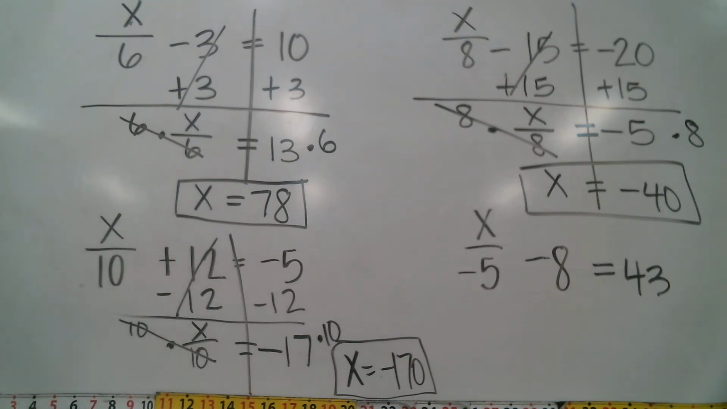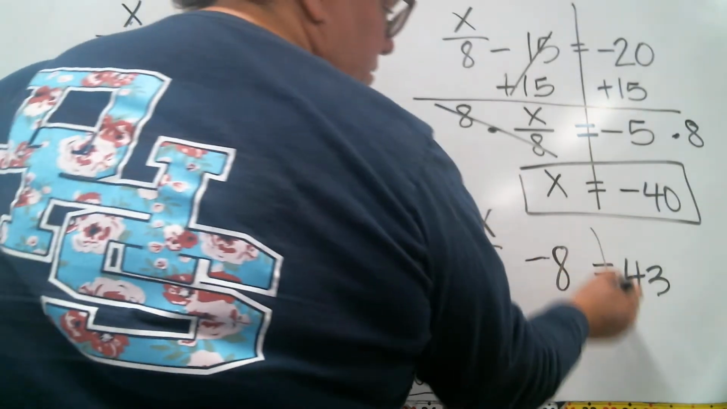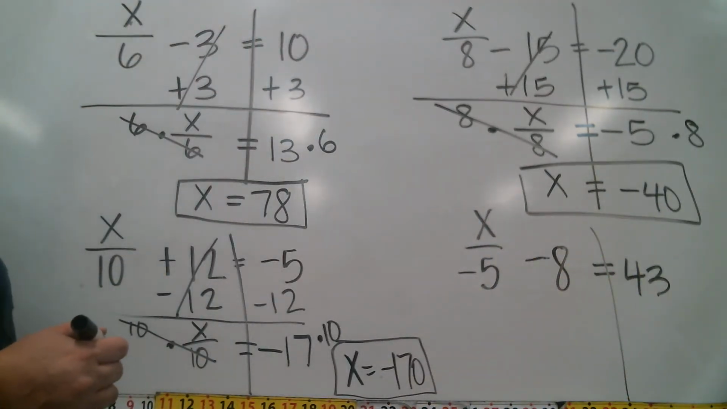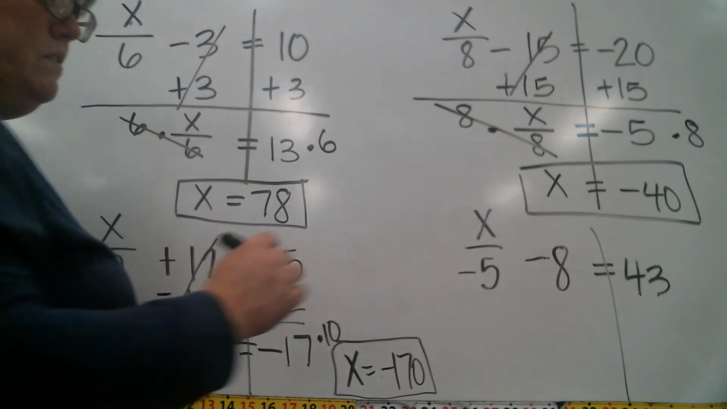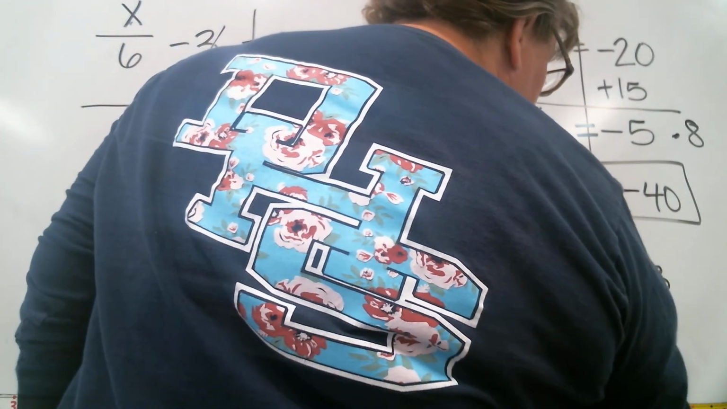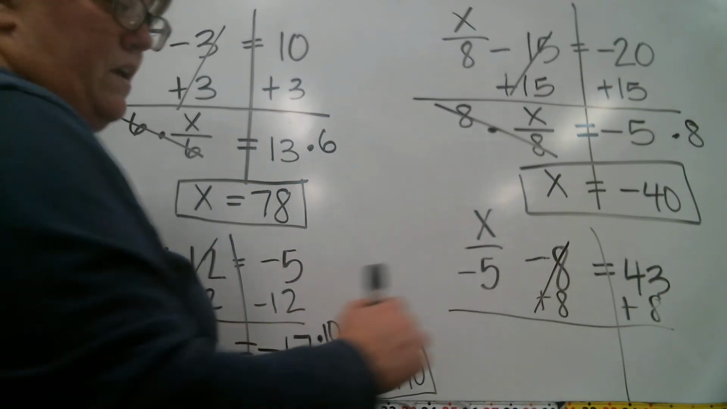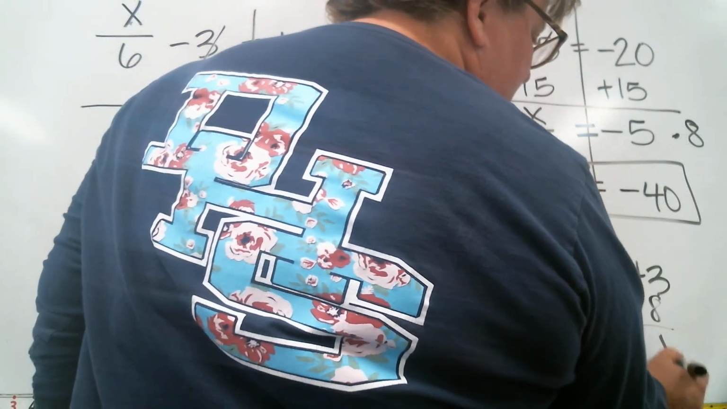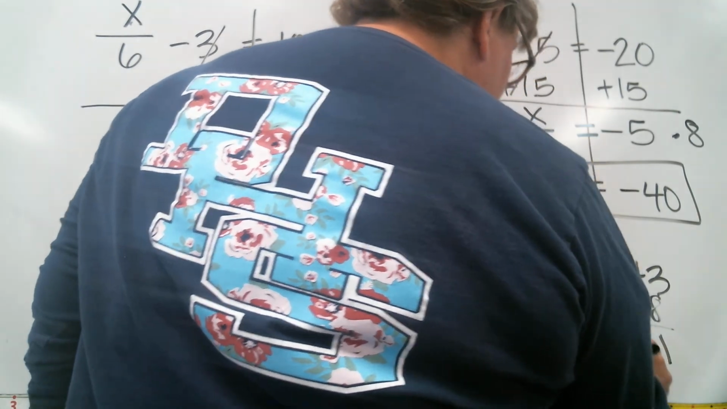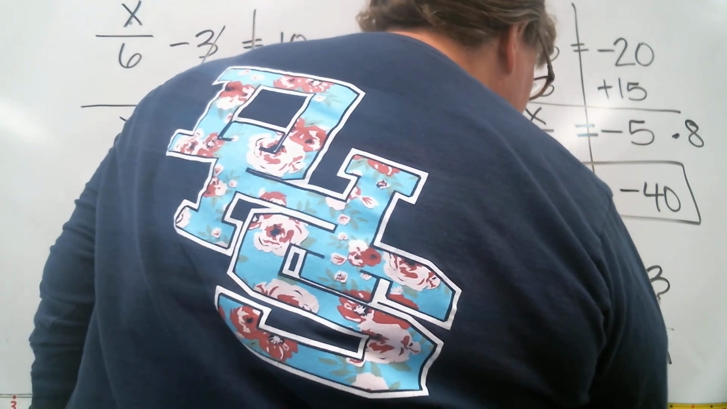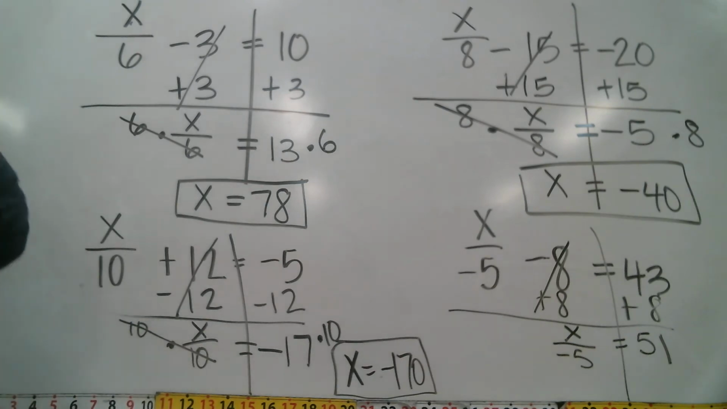Okay, let's do that last one together. I'm going to draw a line down the balance. Hopefully you're going to get this by now. I've got x divided by negative 5 minus 8 equals 43. So the first thing I have to undo is the minus 8 with a plus 8. So I'm going to add 8 to both sides. This negative 8 plus 8 cancels out. And then 43 plus 8 is going to give me what? 51. And I still have x divided by negative 5 over there that I have to rewrite. So x divided by negative 5 equals 51.